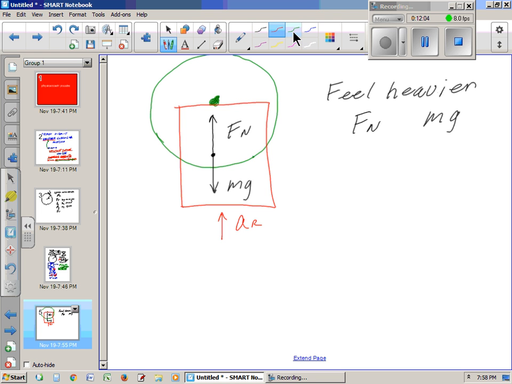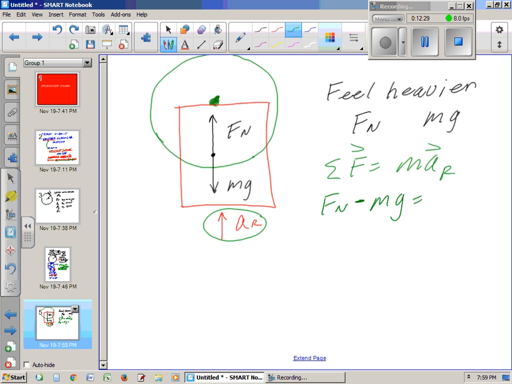Okay, let's do Newton's second law and see what happens. So net force equals ma, not just regular ma, radial. And let's put down the sum of the forces, calling the direction toward the center of the circle, agreeing with the acceleration. We would call that Fn, and mg being in the opposite direction would be minus mg equals mv squared over r.